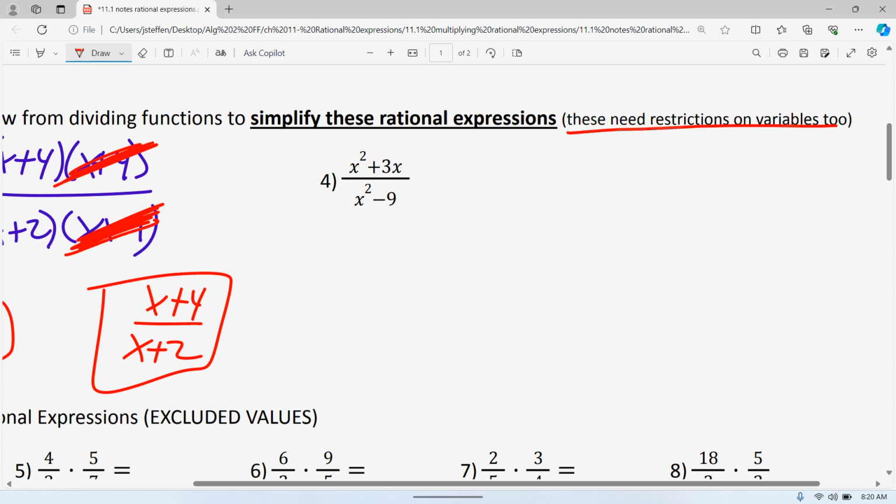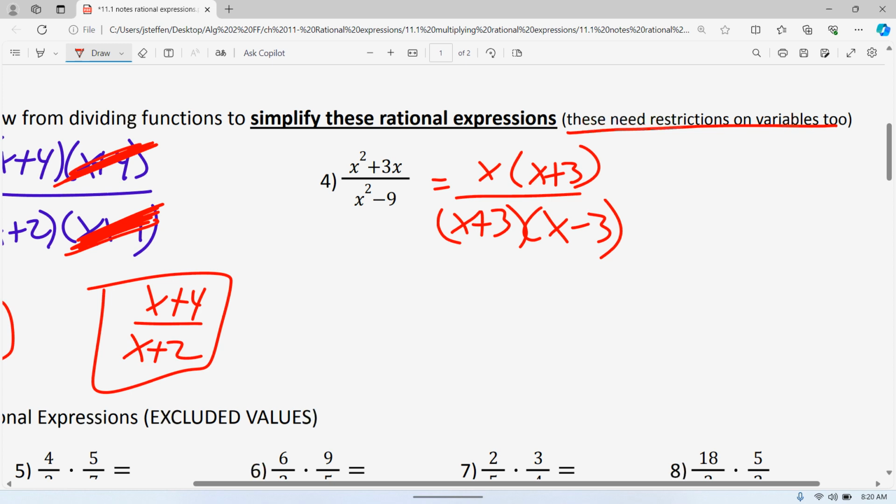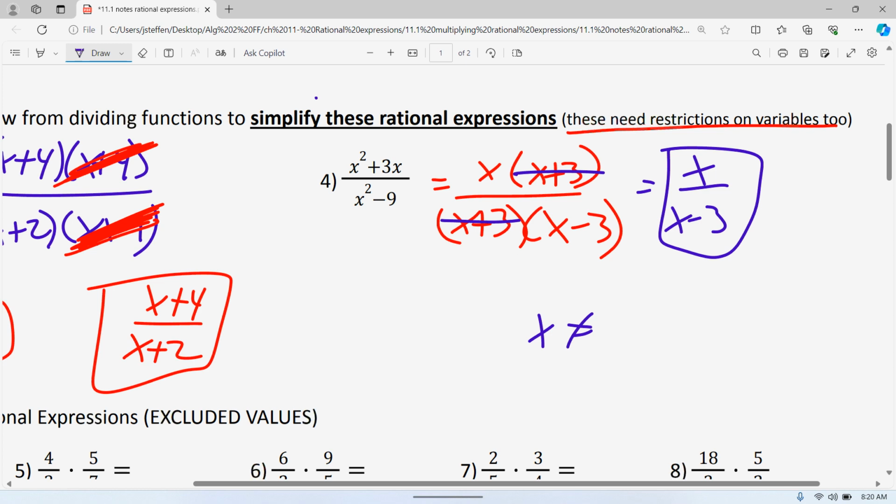So number 4, I can factor out an x. Again, in the numerator, a lot of people get confused because they don't know what to factor. Factors of 0 that add up to be 3? No, it's just take out a greatest common factor. I can take out an x. That leaves x plus 3. The denominator is x plus 3 times x minus 3, difference of squares. And again, from here, if you have the same thing in the numerator and the denominator, they can cancel. So all we have left is x over x minus 3. And your excluded values, x cannot equal -3 and +3.